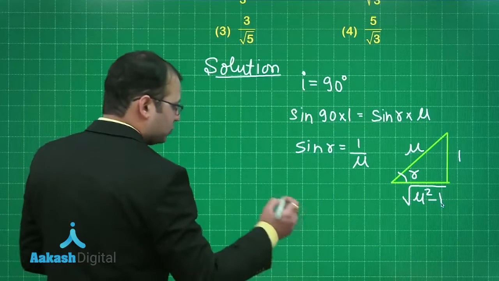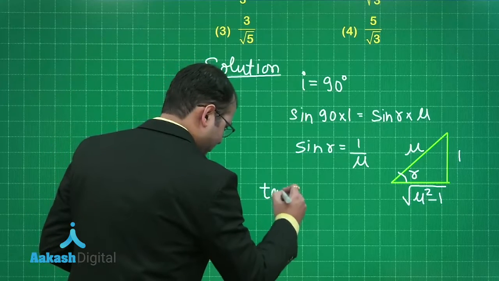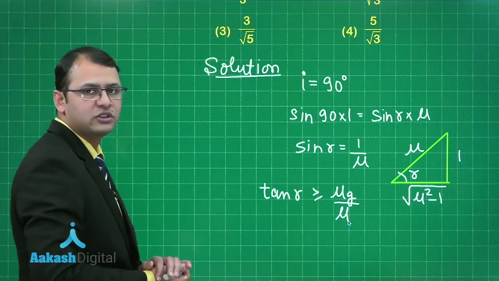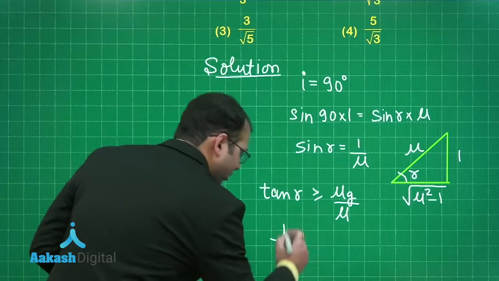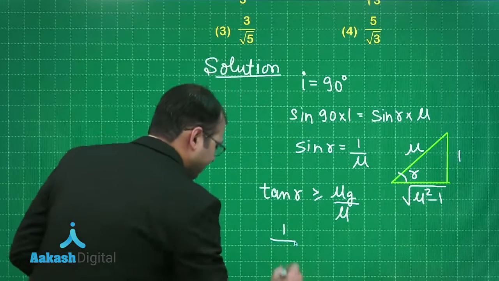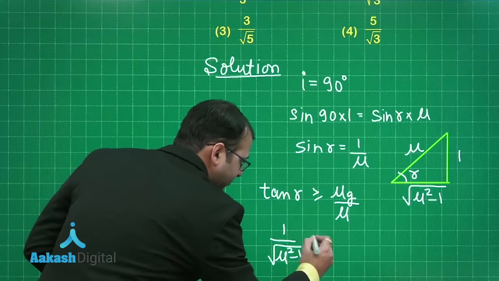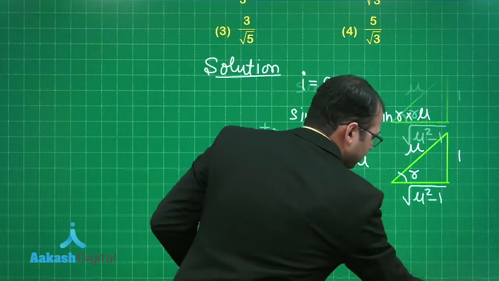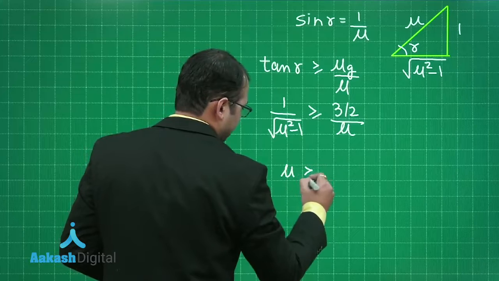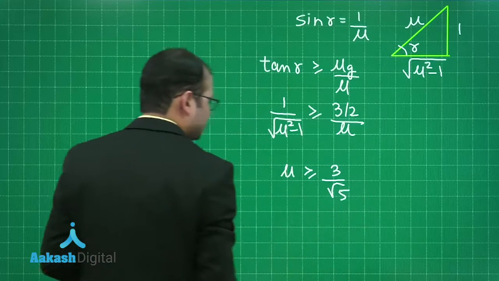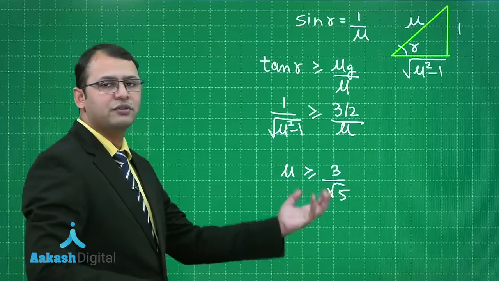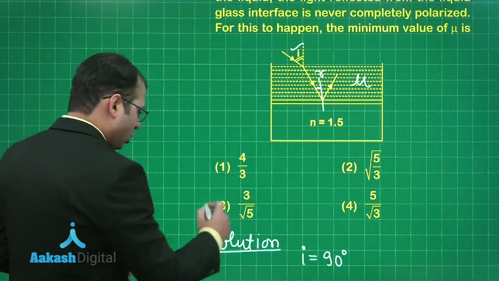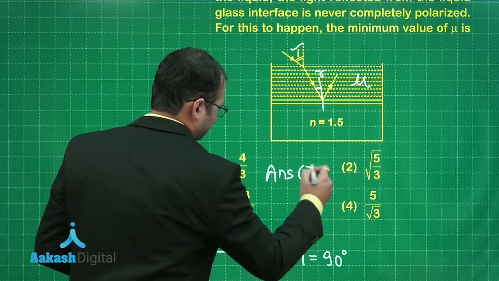Now, in order to satisfy the polarizing angle's condition, tan of R should be greater than or equal to mu g by mu L, that is the liquid's refractive index. With this, from the tan R, with this triangle you will get perpendicular by base, so it is 1 upon root of mu square minus 1, and this should be greater than or equal to 3 by 2 divided by mu. We just have to put in the values and calculate. From this you will get mu is less than or equal to 3 by root 5. So this would be the minimum value required for the refractive index of the liquid so that the polarization may happen. Let's see which is the best suited option here. As you can see, option number 3 is the answer to this question.